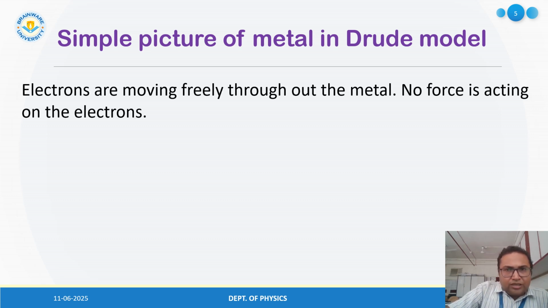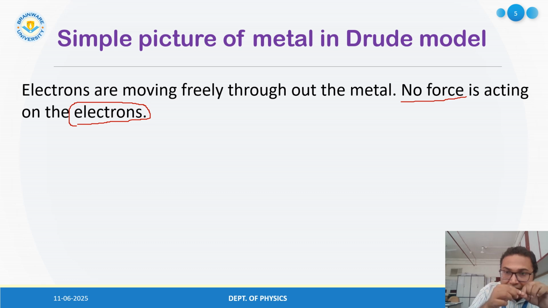What is the first thing that Drude assumed? That electrons are moving freely throughout the metal and no force is acting on the electrons. Again, when we say electron, these are the free electrons or those valence electrons. Now, when we say no force, this means there is no force acting between two electrons as well as between an electron and an ion core. That is very unusual. Why is this very unusual? We will come to it in a minute. Just keep your patience. I will walk you through.